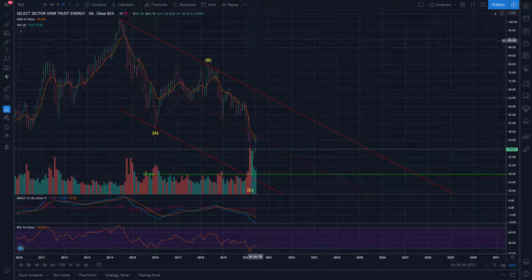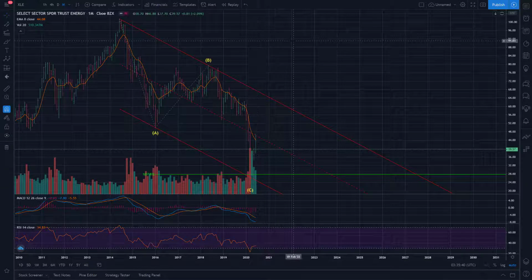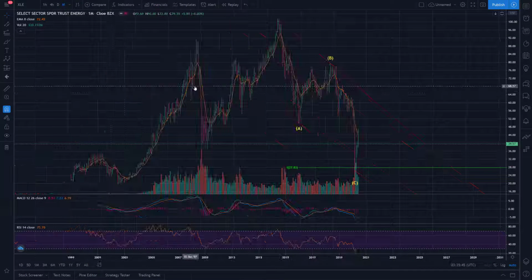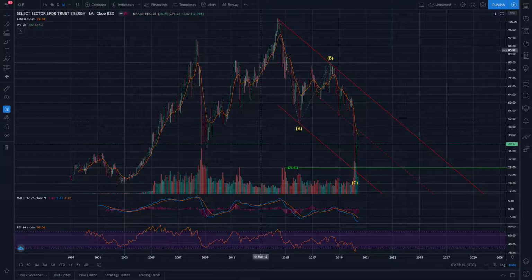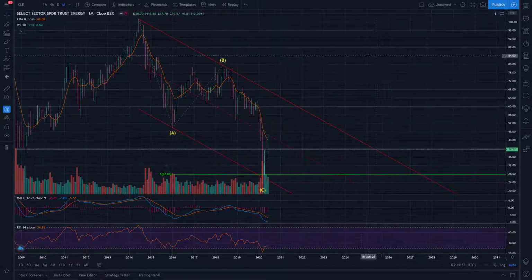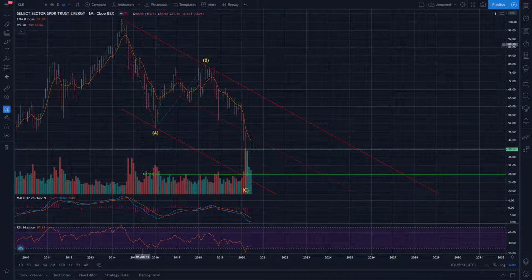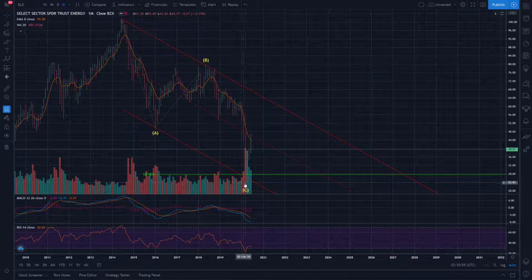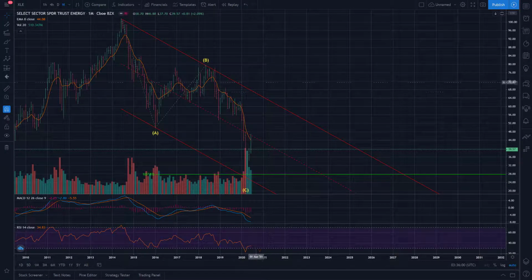I got a request to take a look at XLE on a longer term time frame. So I've chosen the monthly chart. And if we just look, we had the peak here on XLE in June of 2014, and that was at 101.52. And since that 2014 peak, it looks like a fairly standard three-wave decline, ABC down.